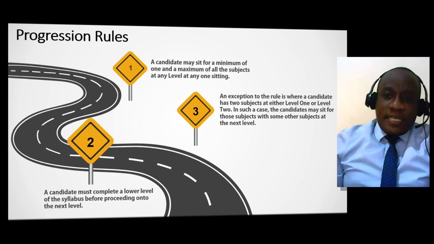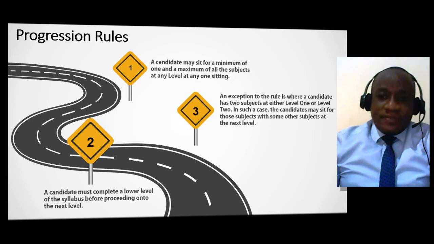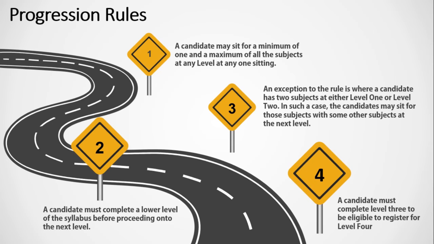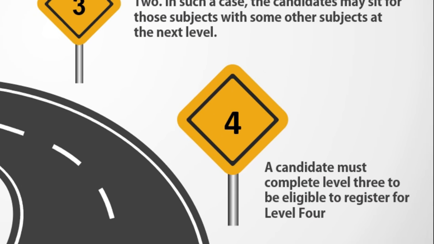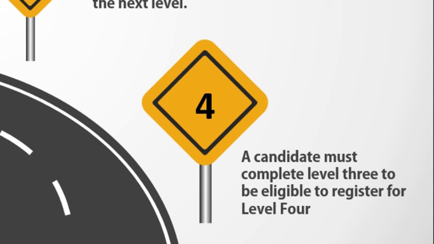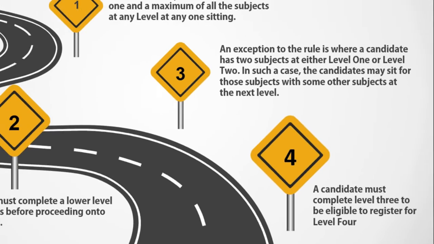But of course, we are saying you can take on 2 subjects either at level 1 or level 2, assuming that you still have to complete level 1 and you intend to proceed to level 2. Then the other rule is that a candidate must complete level 3 to be eligible to register for level 4. So you must complete level 3 to be eligible to register for level 4. So that is a very big limitation, something that is very important for you to note.